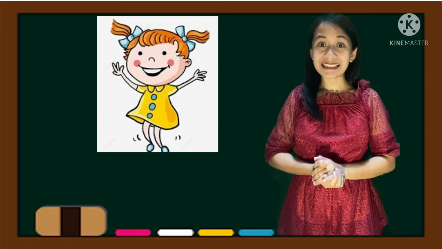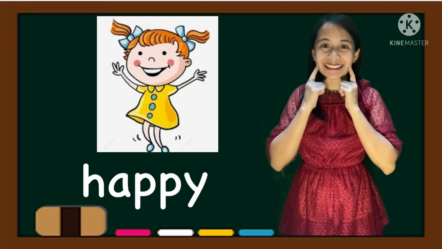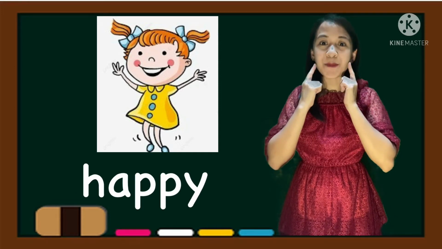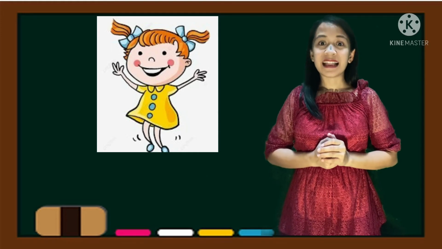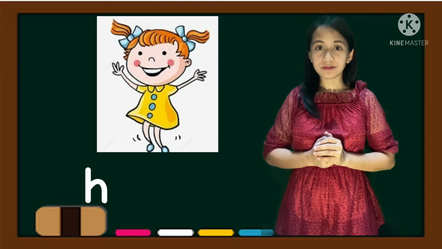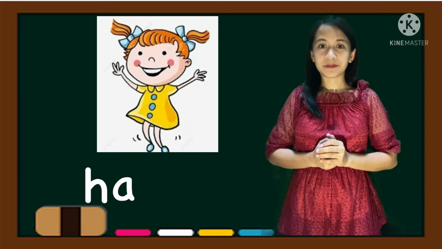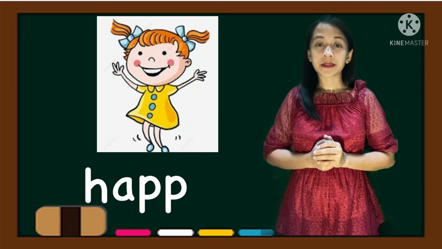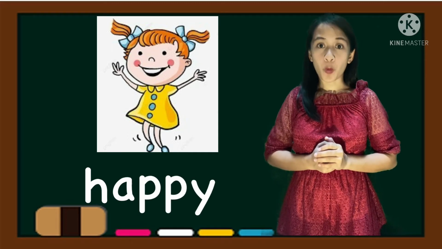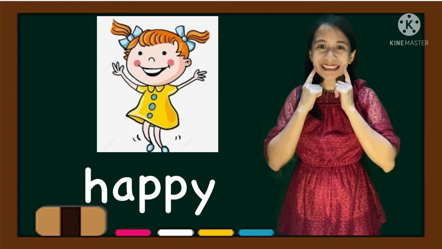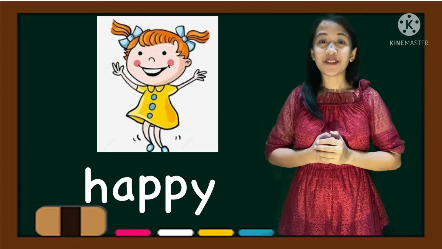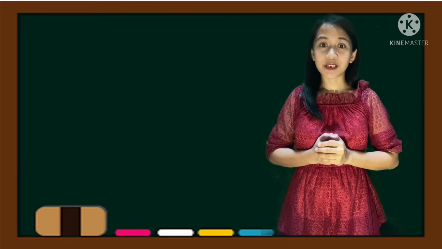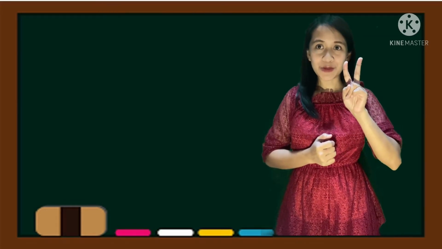What emotion is that? Yes, it is happy. Again, happy. Now everybody, let's spell. Letter H, A, P, P, Y. Happy. Very good. Let's go to number two.